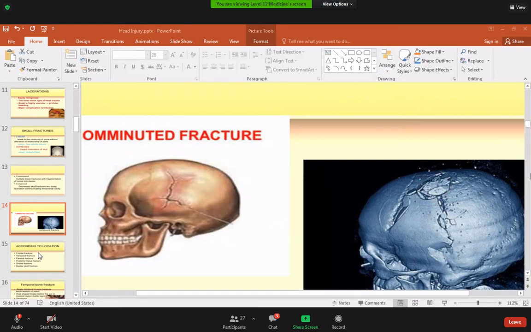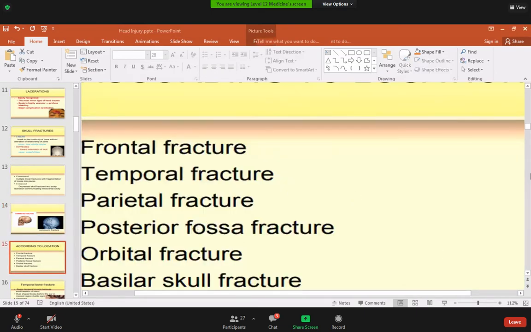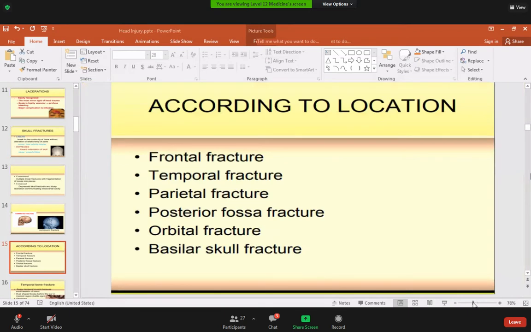We classify these fractures according to the location. What is the site of the injury of the skull? We can give the name according to it. There could be frontal fractures, temporal fractures involving the temporal bones, parietal fractures involving the parietal bone, and posterior fossa or occipital area fractures, orbital fractures, that is around the eye, or basilar skull fractures. Why is it important to know these? Because different brain areas control different parts of the body.